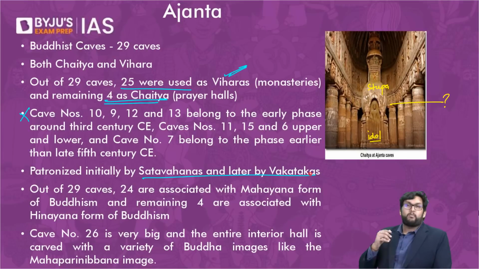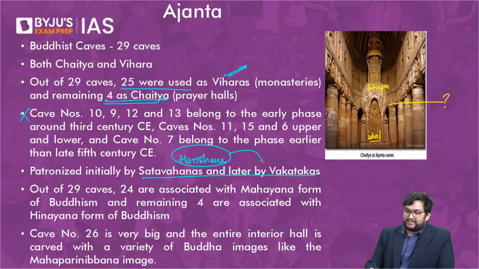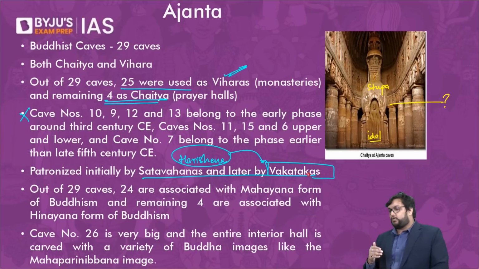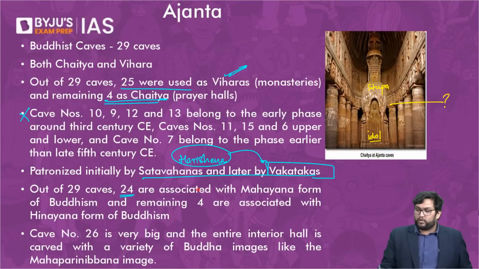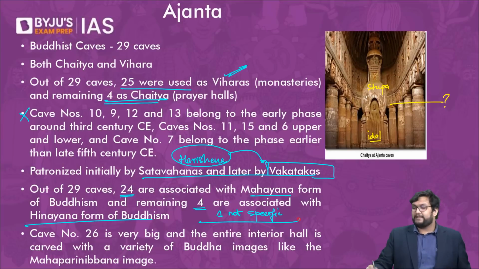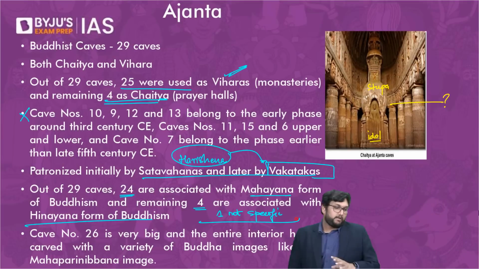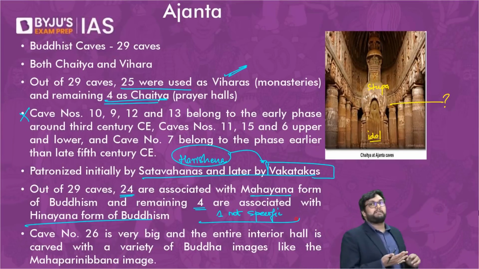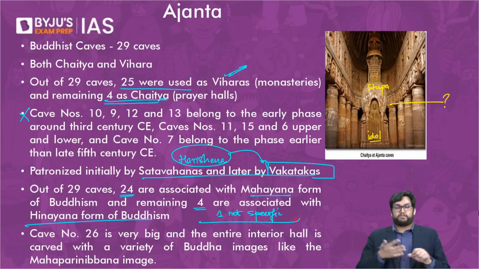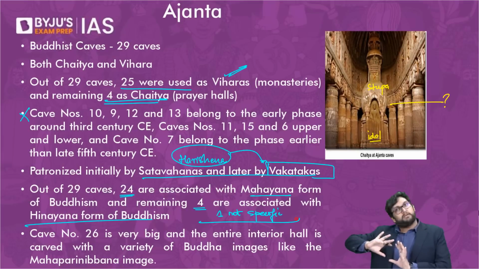The one who started this is called Harisena, a Vakataka ruler who is known to have created the whole Ajanta complex. And 24 are Mahayanic, 4 are Hinayanic, 1 is not specific. When we come to paintings, we'll talk about the Mahaparinirvana image, Avalokiteshvara, which is Bodhisattva Padmapani, Manjushri, and Vajrapani. Leave that for the mural and paintings part.